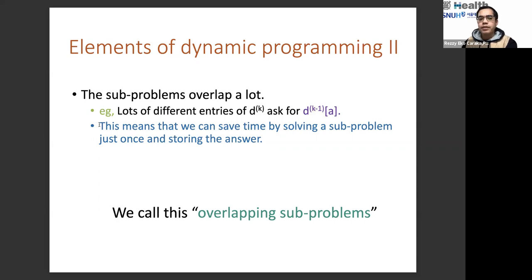Sometimes this means you can save time by solving a sub-problem just once and storing the answer. We call these overlapping sub-problems because, for example, if we go to another city, we have to pass many locations or many steps. So we have to consider many iterations and many combinations to find which combination can minimize our cost. This is the goal of dynamic programming.